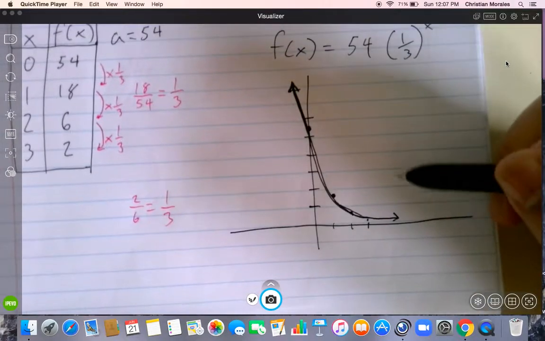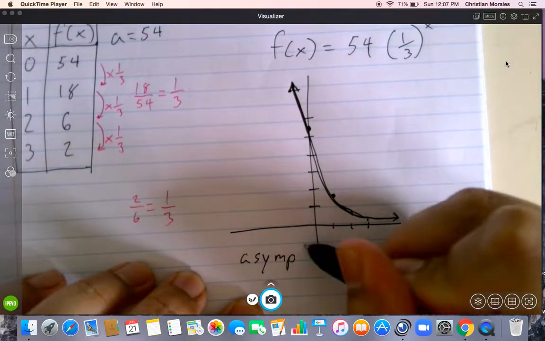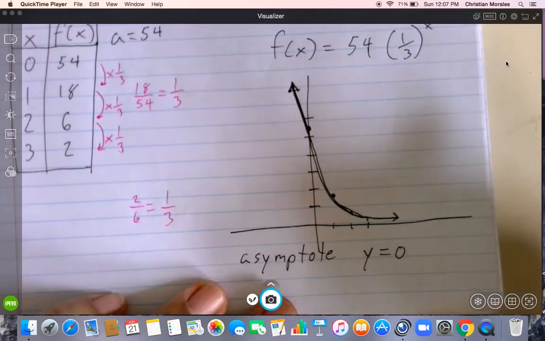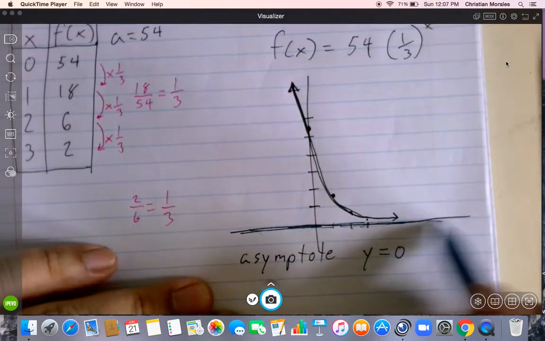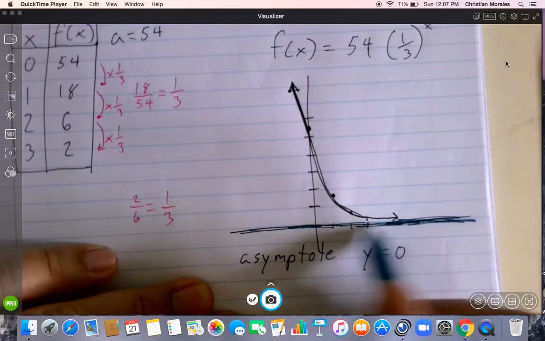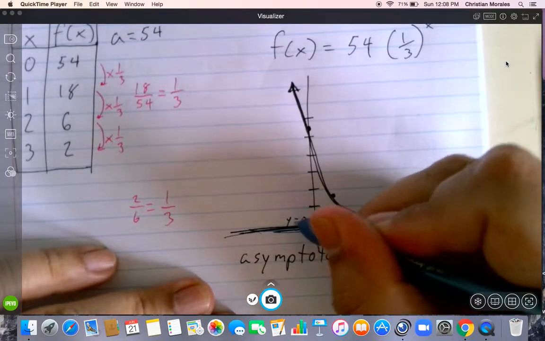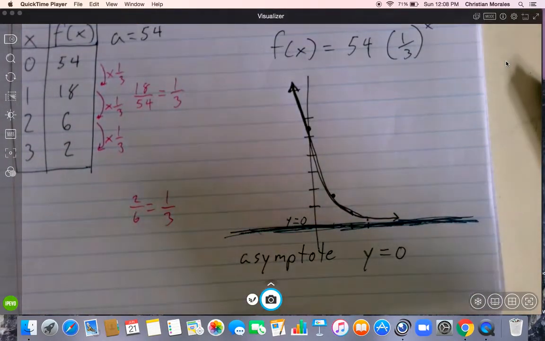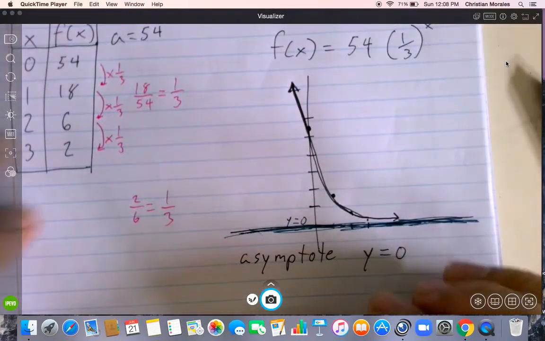Now, this has the same asymptote. The asymptote is still at 0. The curve will still not cross to the negative side. It will not cross to the negative side. So the asymptote is at y = 0. It will not cross this line. Okay, so those are really the two kinds of functions you're going to have. Those are the two kinds.